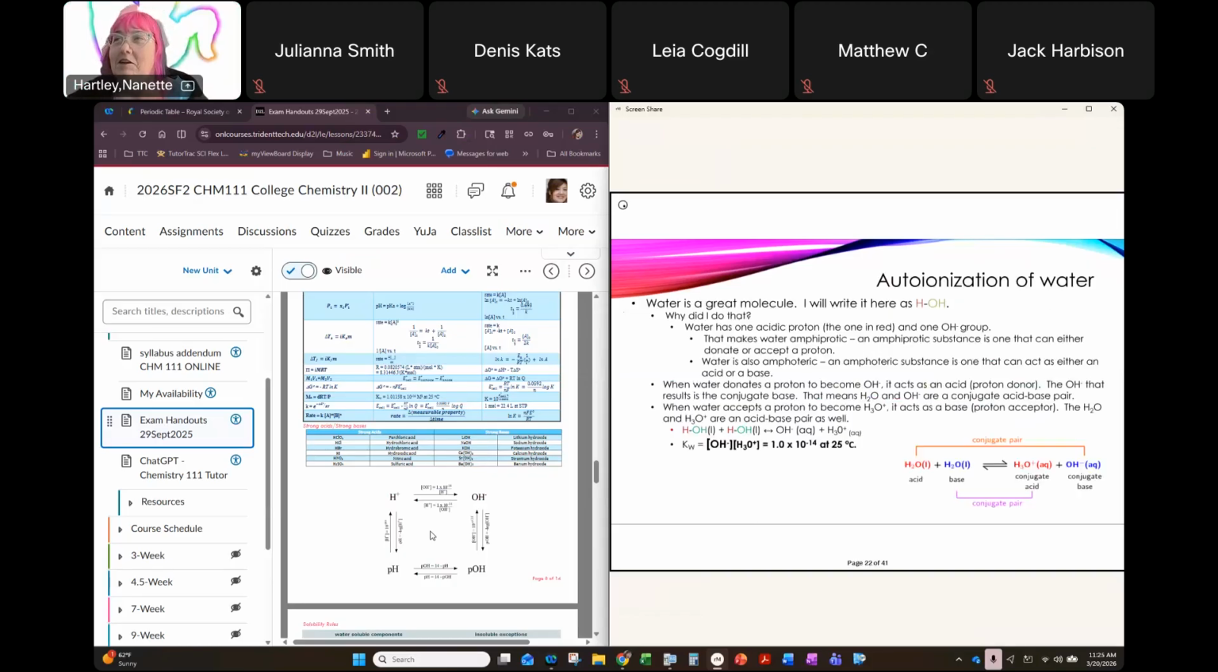Now, auto-ionization of water. Water is a great molecule. Absolutely great. It has so many weird and unique properties, and those properties are why we are able to exist on the planet the way that we do. So water is important.